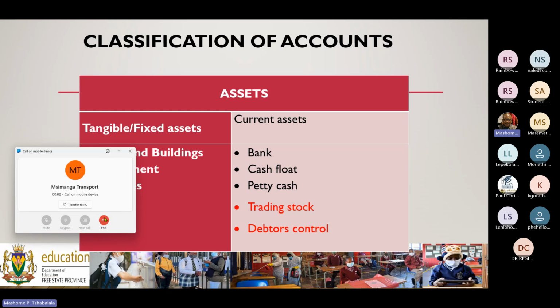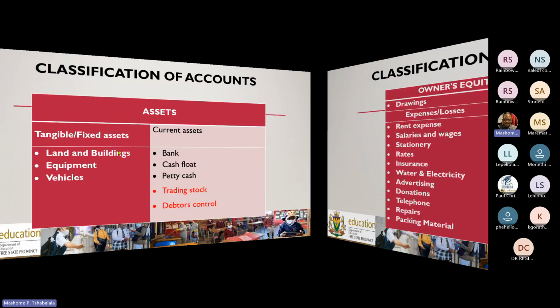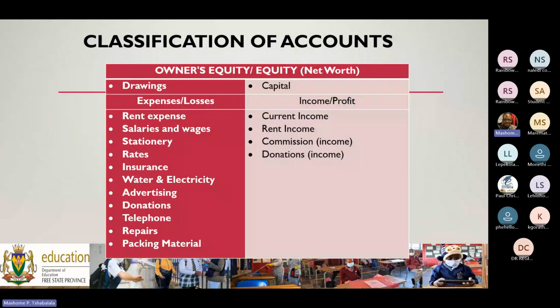Moving on, looking at other items that can be recorded under the cash payment journal. Under owner's equity, remember, we have drawings. We also have the expenses: rent expense, salaries and wages, stationery, rates, insurance, water and electricity, advertising, donation, telephone, repairs, and packing material. All those expenses can be recorded under the cash payment journal.